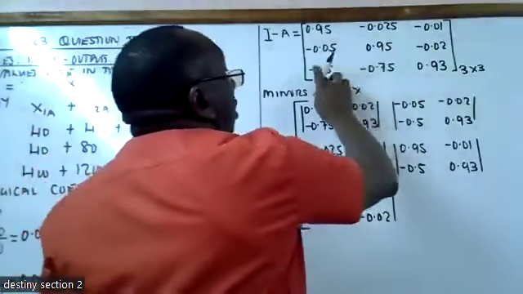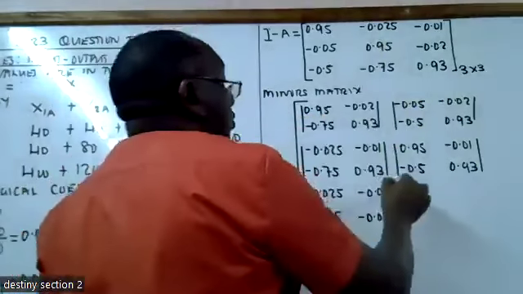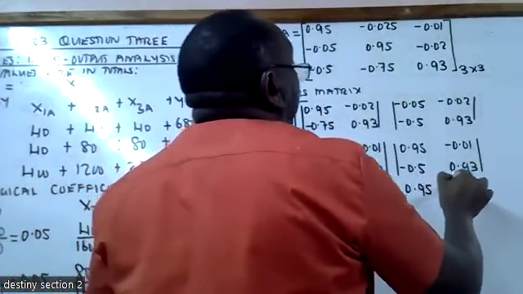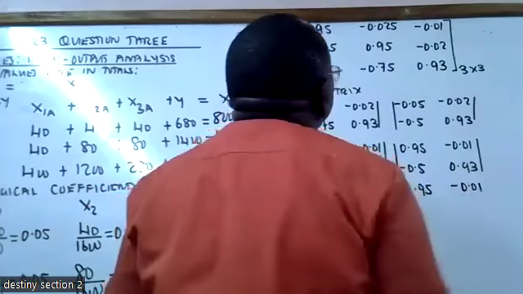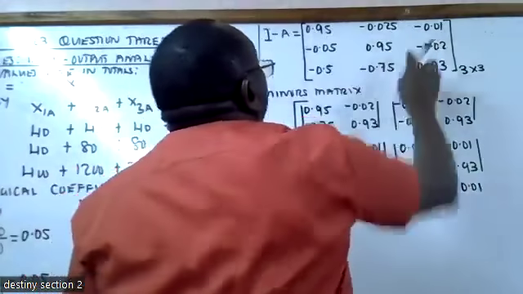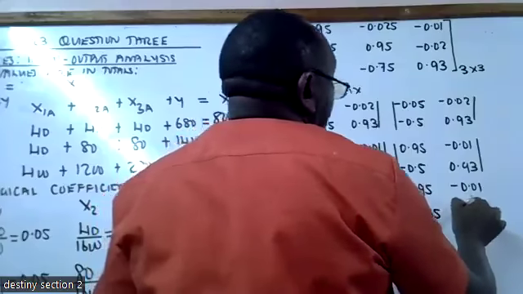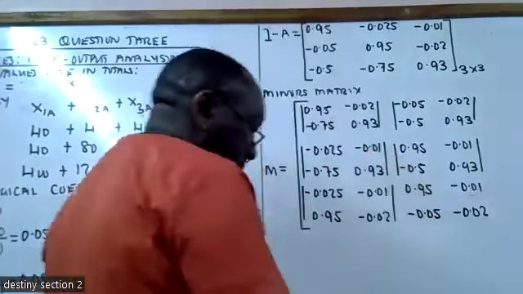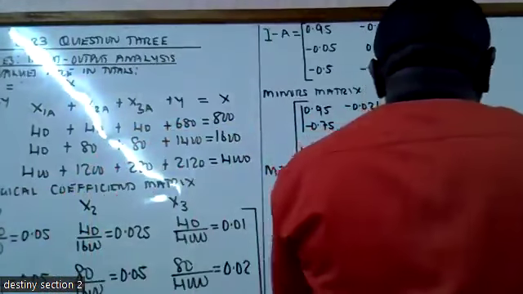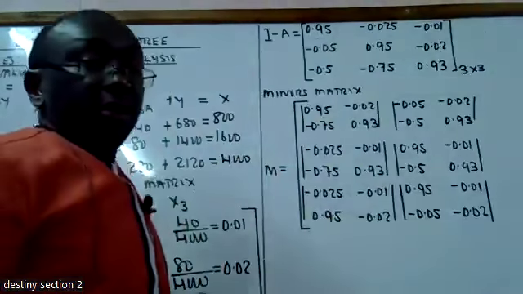Kuja hapa, you broke the third row, second column. You achwe na 0.95 and negative 0.01. So nimefunga hii na hii. So hii na hii tena minus 0.05 and minus 0.02. Sasa nafunga hivyo. Nafunga namna hiyo.